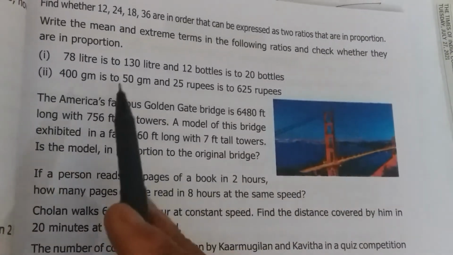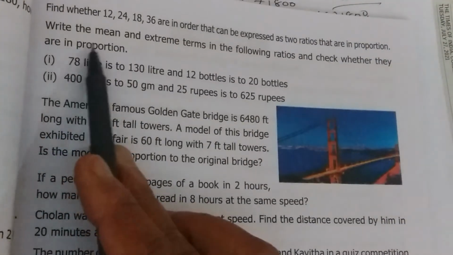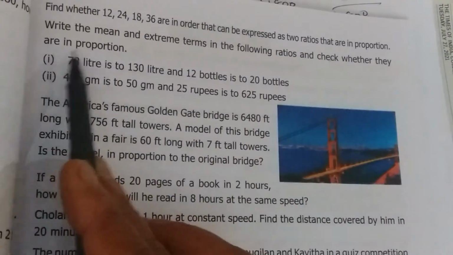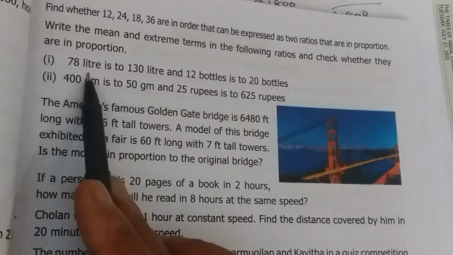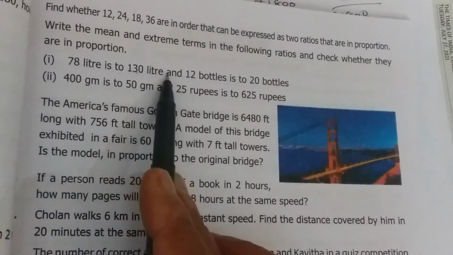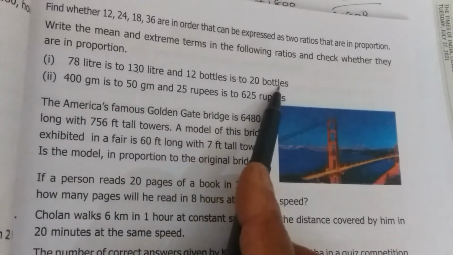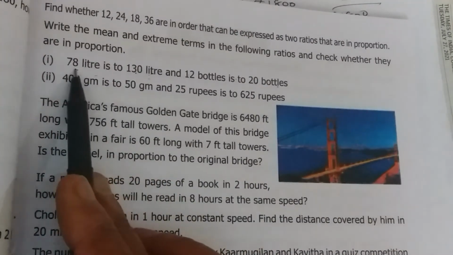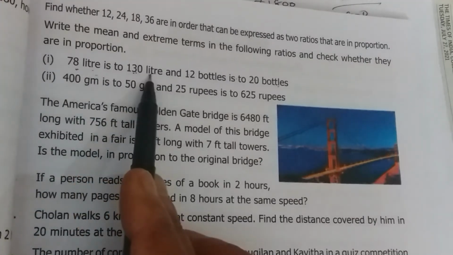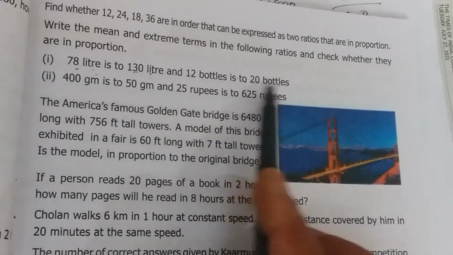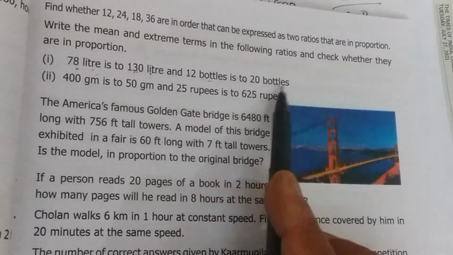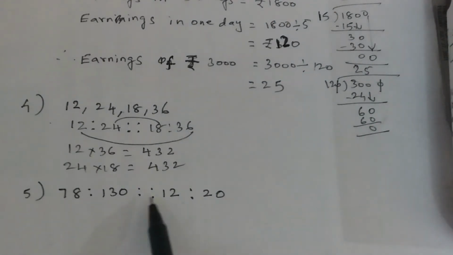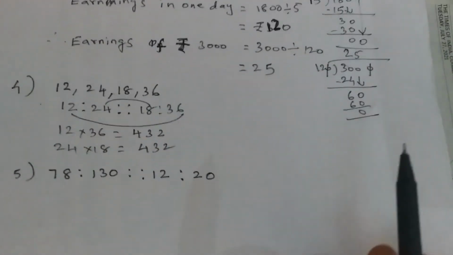The next is also of the same type. Write the mean and extreme terms in the following ratios and check whether they are in proportion: 78 liters is to 130 liters, and 12 bottles is to 20 bottles. We know ratios can be found between two quantities of the same unit. So it is 78 is to 130, both liters, and 12 bottles is to 20 bottles, again the same units. So we can form the ratio like this: 78 is to 130 as 12 is to 20.